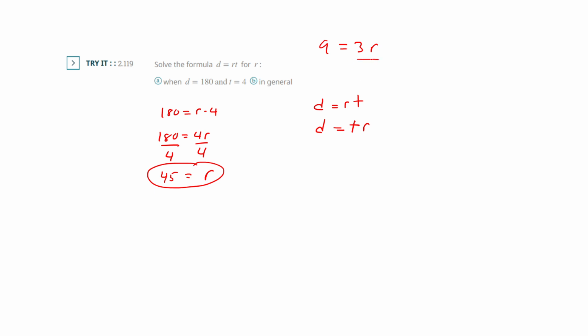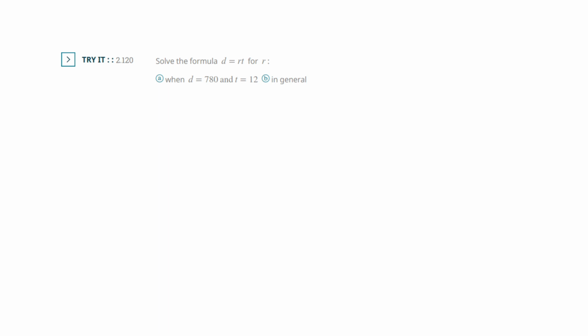So obviously the 3 would go away first to get r by itself. Well, the t will go away. Do it to one side, you got to do it to the other. So d divided by t equals r. Okay, same thing. I don't really think we need to do another one of these, but I'll do it real quick. Equals r times 12. Well, that's really the same. We're going to flip that around. Divide both sides by 12. And I get 65 equals r.